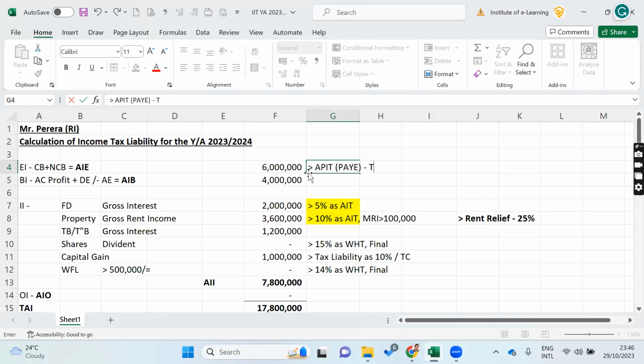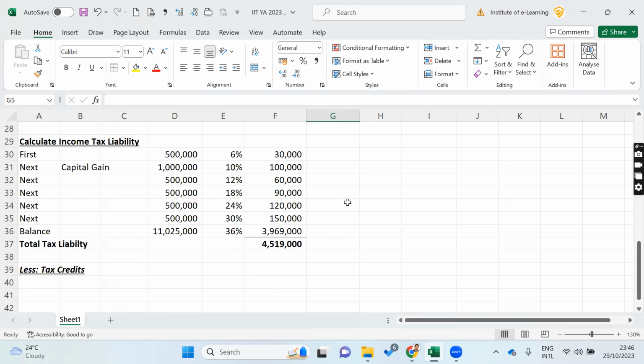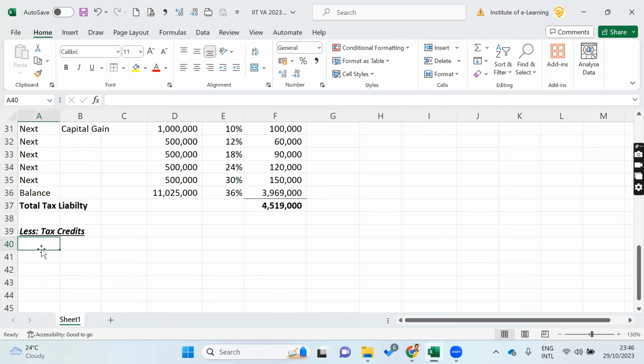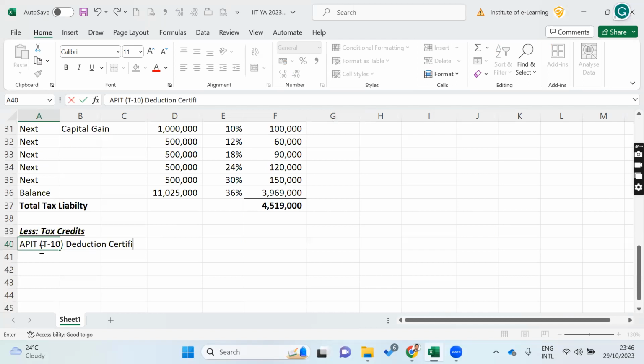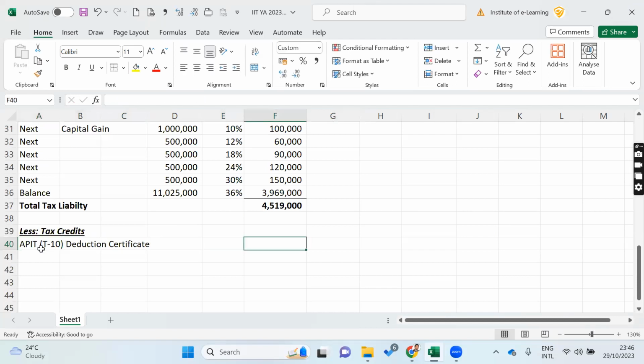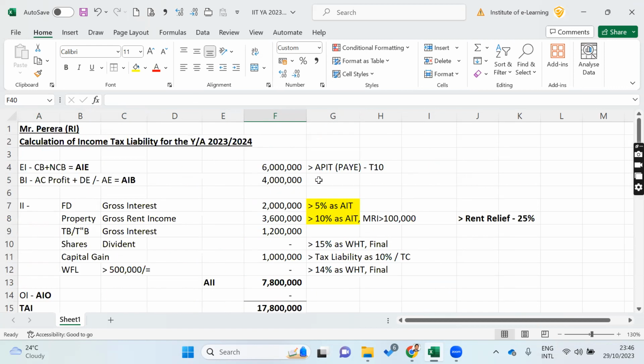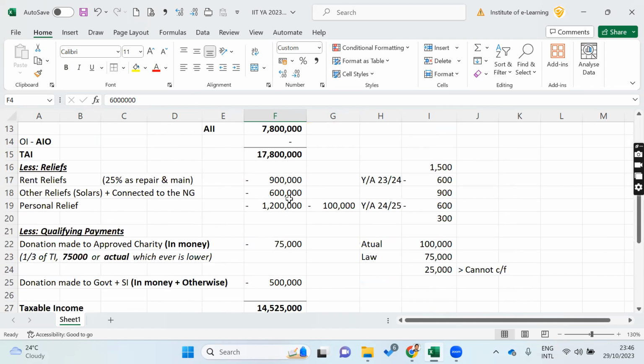Then you will get the T10 certificate. T10 certificate for this APIT deduction certificate. Here, if you have salary, you can deduct APIT or the T10 certificate. T10 certificate, deduction certificate. You can deduct the APIT deduction certificate. Based on that, you can take that particular tax credit. The employer has deducted and paid that particular tax, APIT. Then such amount you can claim as a tax credit.